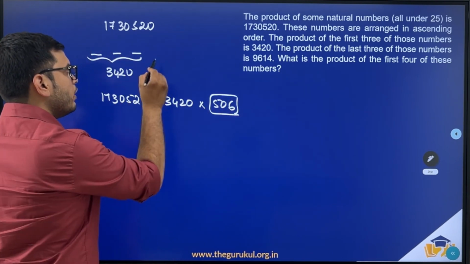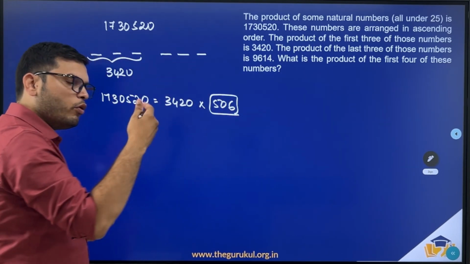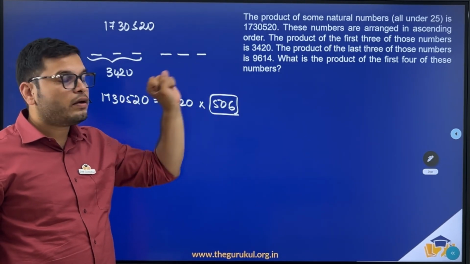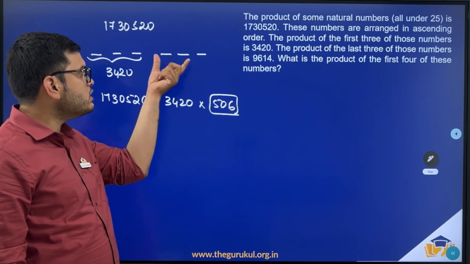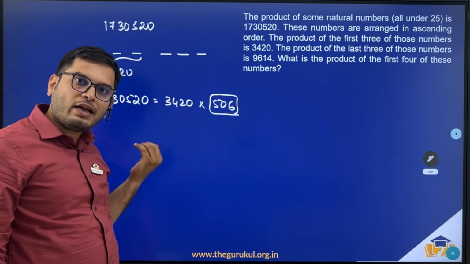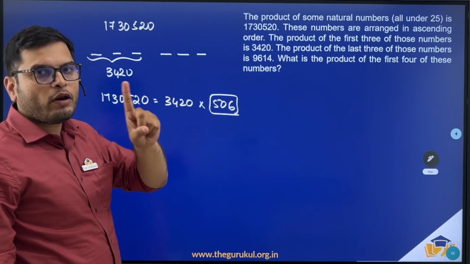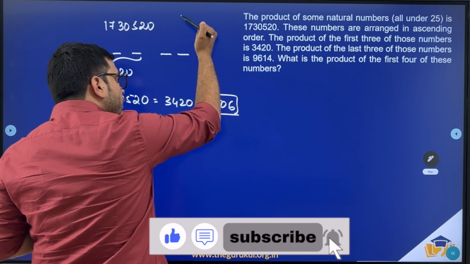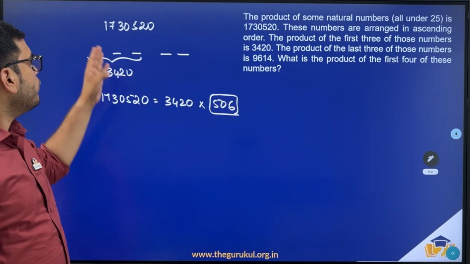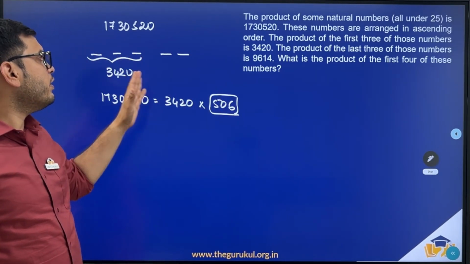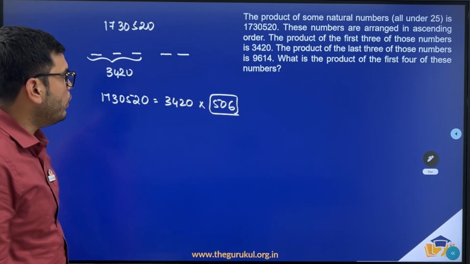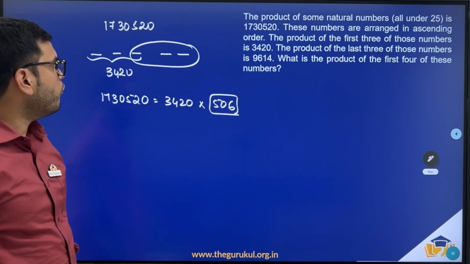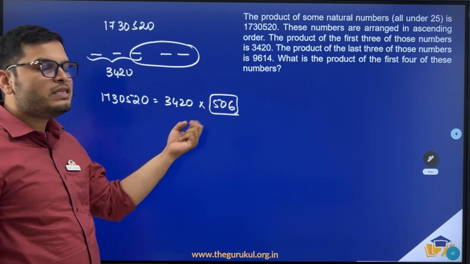506. Now if I assume that there are 3 more numbers, the product of these 3 has to be 506, but it is given that the product is 9614. So that tells me that you do not have 3 numbers. That should be less than 3, right? And you cannot have a single number because all the numbers are under 25. So I can conclude that there are only 2 numbers, right? So 1730520 was written as a product of 5 numbers only, and the product of the last 3 numbers is given to be 9614, right? So the product of these 2 is 506.